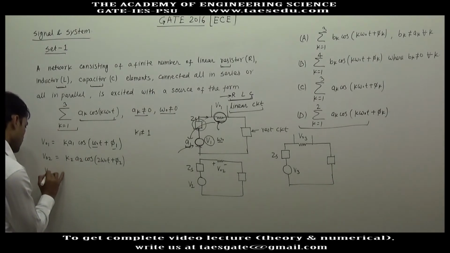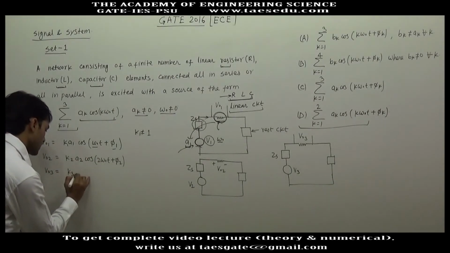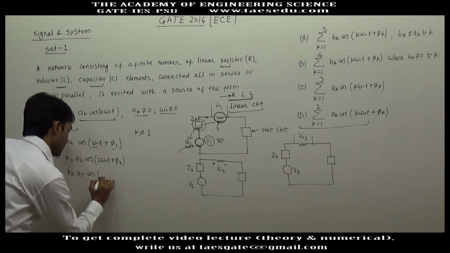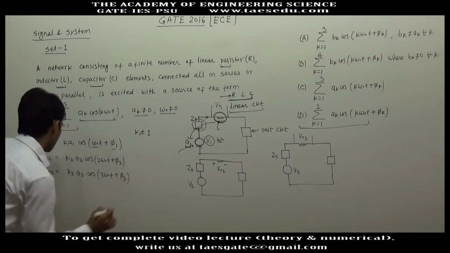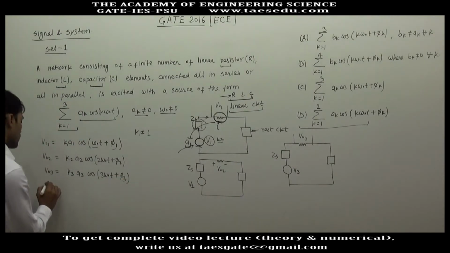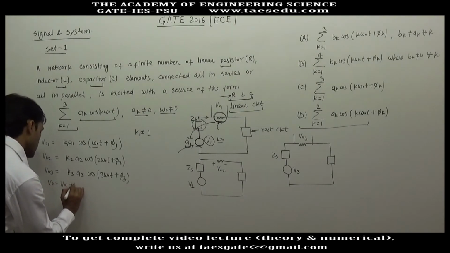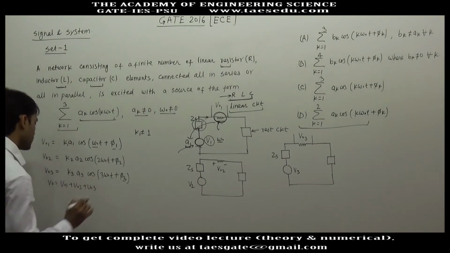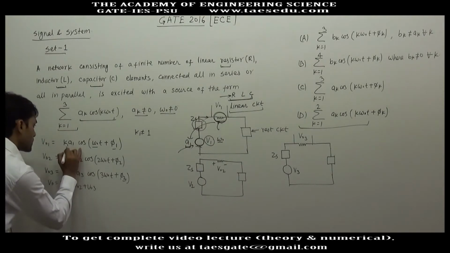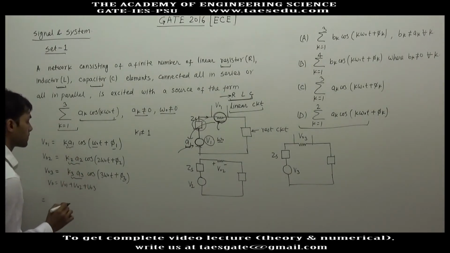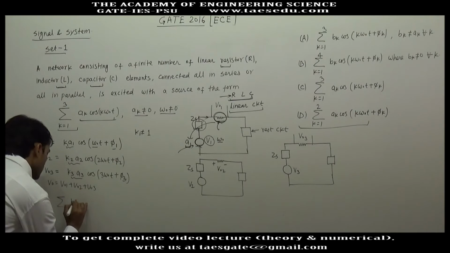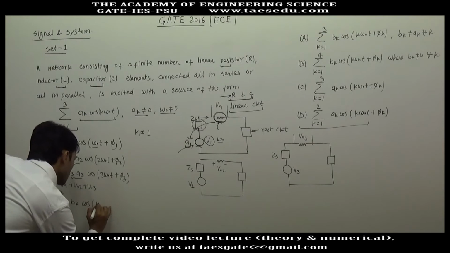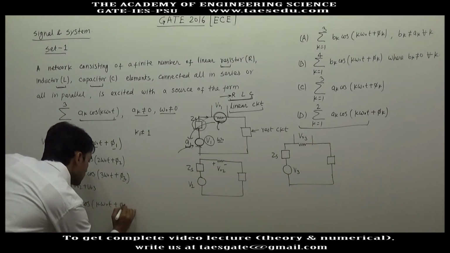So similarly, V03 will be K3 into A3 cos(3 omega naught t plus phi 3). So the total output V0 will be V01 plus V02 plus V03. So let's say this is V1, this is V2, and this is V3. In compact form, output can be written as summation Vk, k equal to 1 to 3, cos(k omega naught t plus phi k).